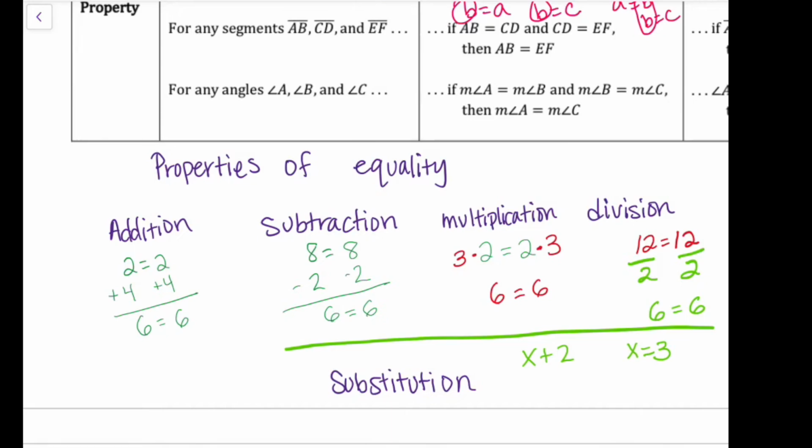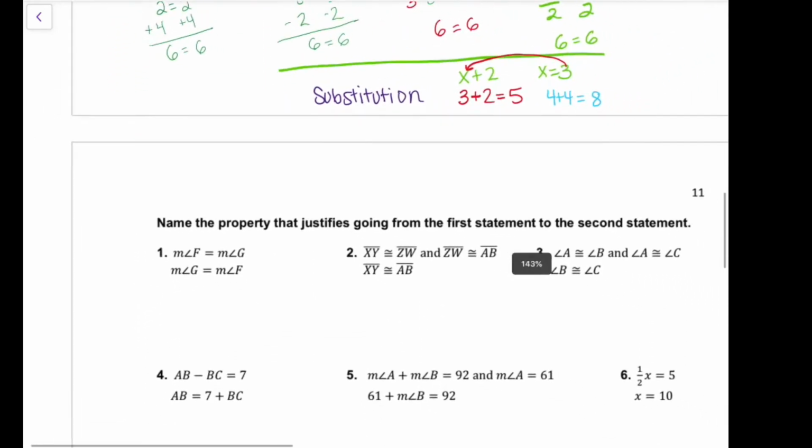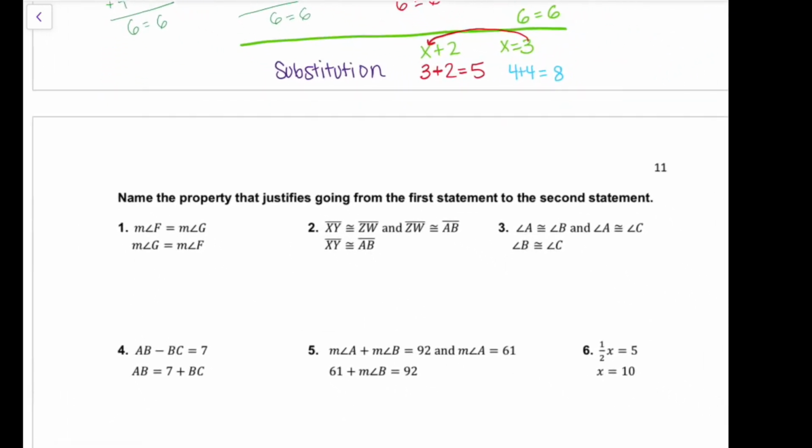So if I have x equals 3 and I'm trying to find out what x plus 2 is, I can substitute 3 in for x because they are equal. So I would have 3 plus 2 is equal to 5. If I have 4 plus 4, I could substitute 8 in anywhere there was a 4 plus 4, because 4 plus 4 is equal to 8. We could substitute them in interchangeably for each other.